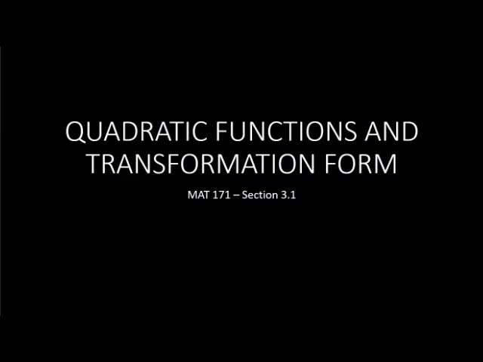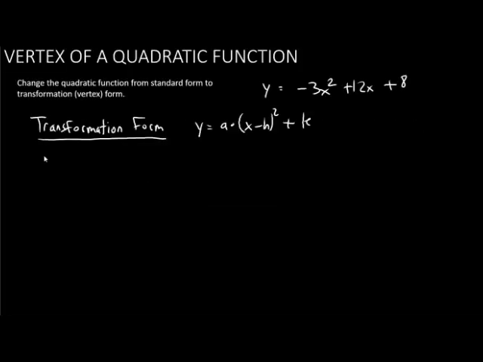In this set of videos, we'll go over how to write transformation form for quadratic functions. Here I have given you the quadratic function negative 3x squared plus 12x plus 8. We say this is quadratic because our biggest power is second power. That's the x squared. Our job here is to change this standard form I've given you into transformation form.